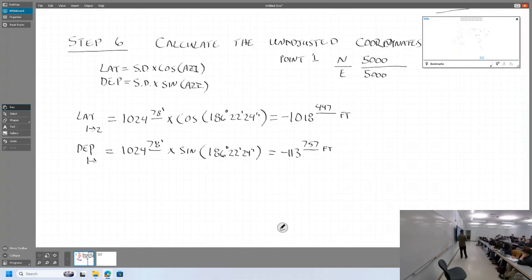So then what is going to be the northing for point 2? Where do you get the 1,024 from? When we took our measurements on the field notes, we got a slope distance of 1,024.78. It's not shown here because this is for the azimuth, but if you scroll down further in the notes at the bottom, it's there.